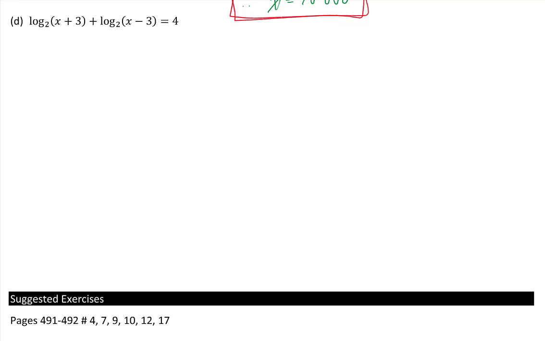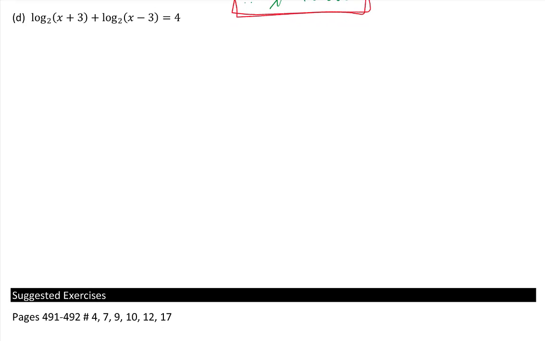And our last example. Again, we need to get one term on each side. The right side is good. On the left side, we need to bring these together. And since we have the same base, we're going to get log base 2 of x plus 3 times x minus 3, and that all equals 4. So let's expand that quadratic. We get log base 2 of x squared minus 9 is equal to 4.